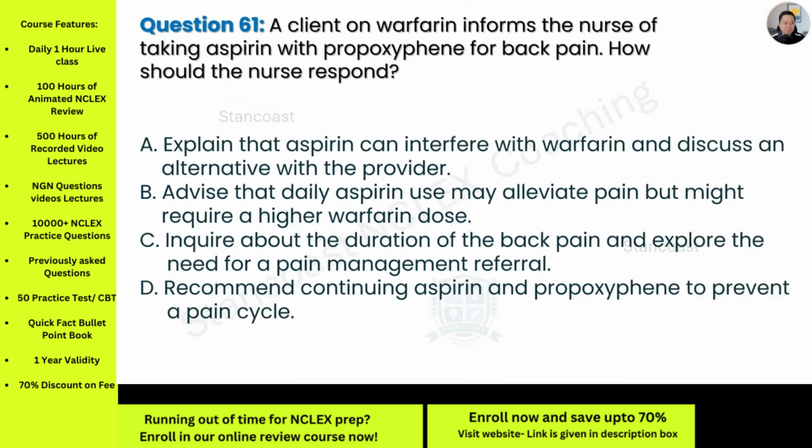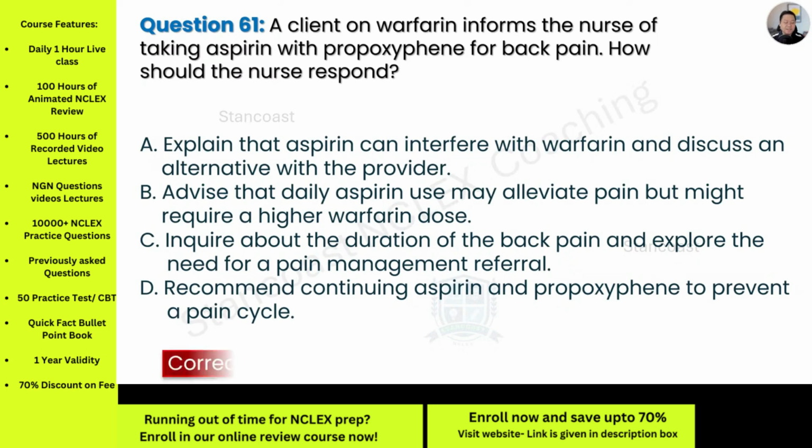Number 61. A client on warfarin informs the nurse of taking aspirin with propoxyphene for back pain. How should the nurse respond? A. Explain that aspirin can interfere with warfarin and discuss an alternative with the provider. B. Advise that daily aspirin use may alleviate pain but might require a higher warfarin dose. C. Inquire about the duration of the back pain and explore the need for a pain management referral. And D. Recommend continuing aspirin and propoxyphene to prevent a pain cycle.